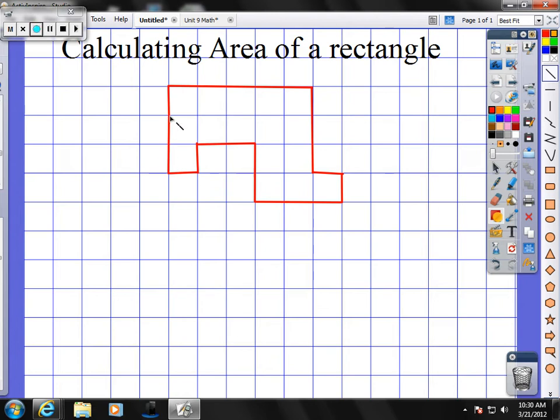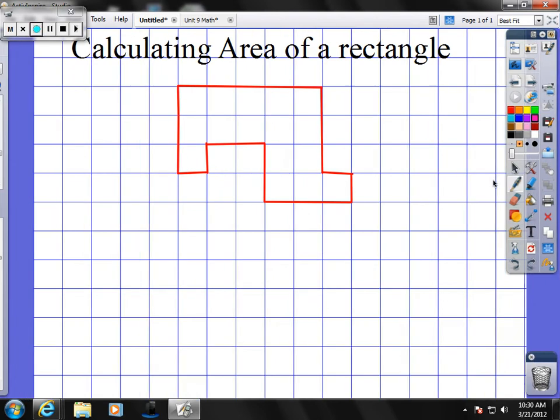So now I have a shape that might look like that. And I can very easily count square units, 1, 2, 3, 4, 5, 6, 7, 8, 9, 10, 11, 12, 13, 14, 15, 16. So the area should be 16 square units, okay? But now, what if we didn't have the graph paper underneath?